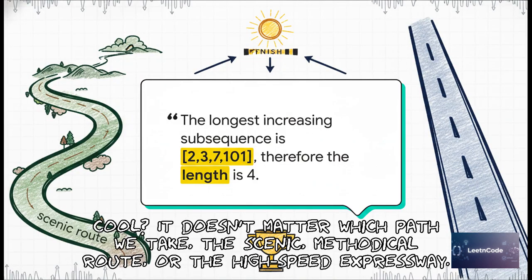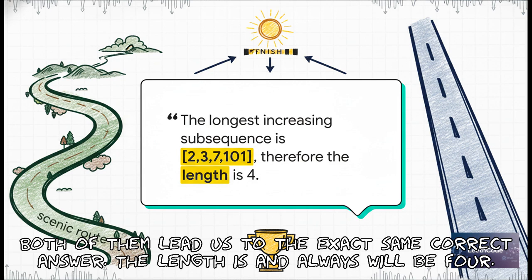But you know what's cool? It doesn't matter which path we take, the scenic, methodical route, or the high-speed expressway. Both of them lead us to the exact same correct answer. The length is and always will be 4.